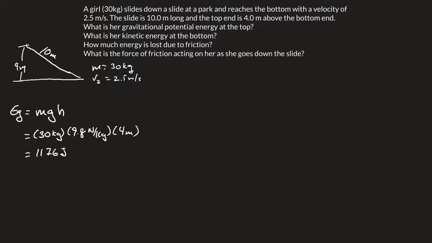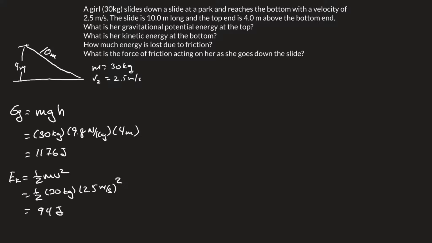Her kinetic energy at the bottom of the slide is simply a function of her velocity. So that means that EK is 1/2 mv squared, 1/2 times 30 kilograms times 2.5 meters per second squared. That leaves us with 94 joules of energy.